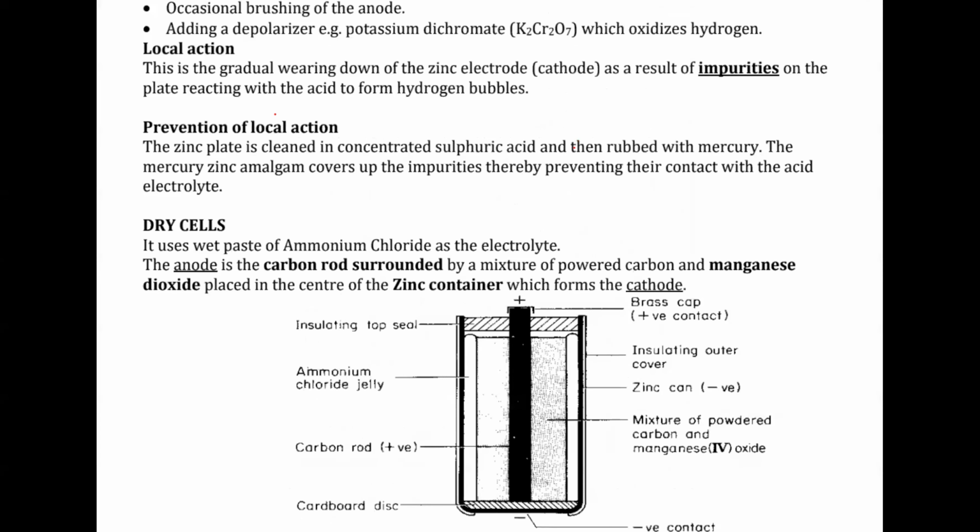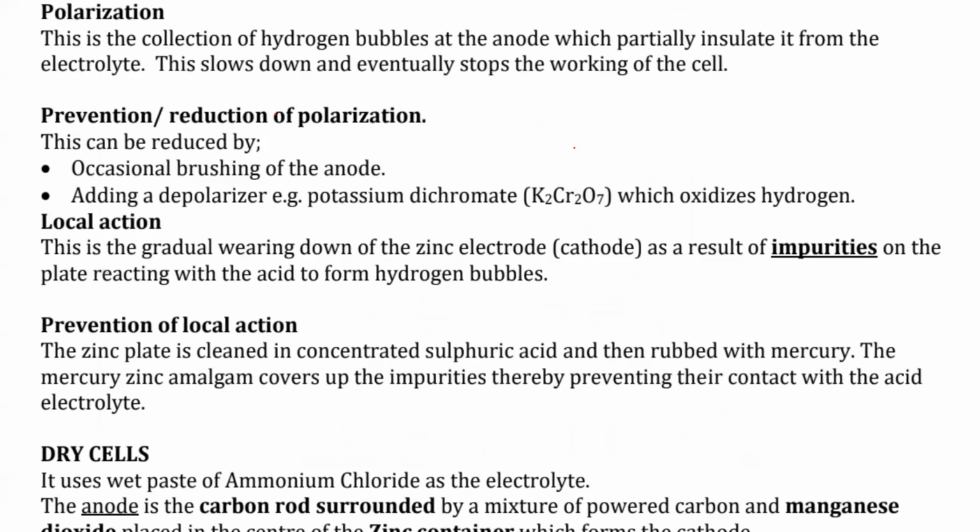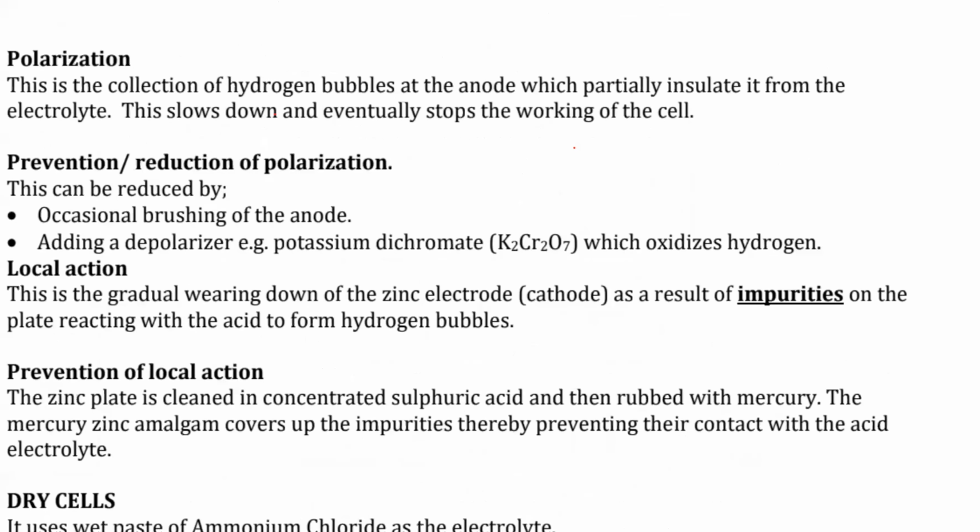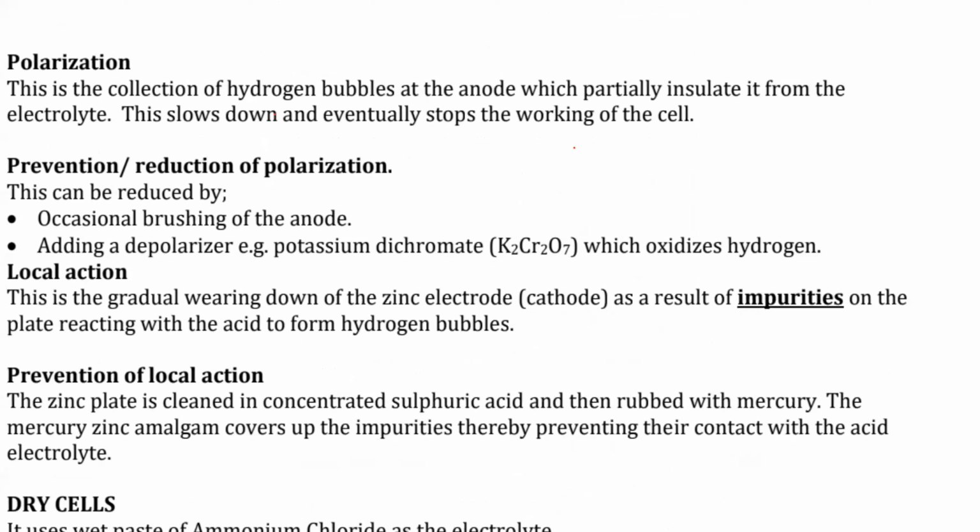So we defined it as the collection of hydrogen bubbles at the anode, which partially insulates it from the electrolyte, and this slows down and eventually stops the working of the cell.